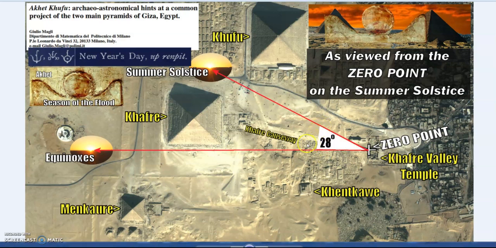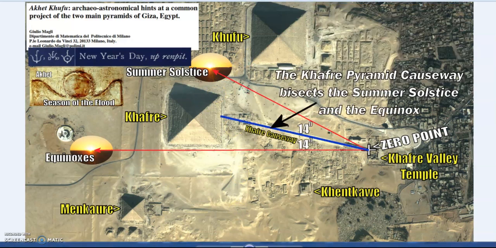So firstly, we have a 28-degree angle. So the equinoxes, that's true east, so 28 degrees north of true east, or 298 degrees, is the summer solstice marker directly between the two of the largest pyramids. The causeway bisects this angle precisely at 14 degrees. You can check this on Google Earth or a similar program. The causeway is at 14 degrees and it does bisect that line. So we're bisecting the summer solstice and the equinox, the autumn equinox, or spring, depending on which way we're moving throughout the year.